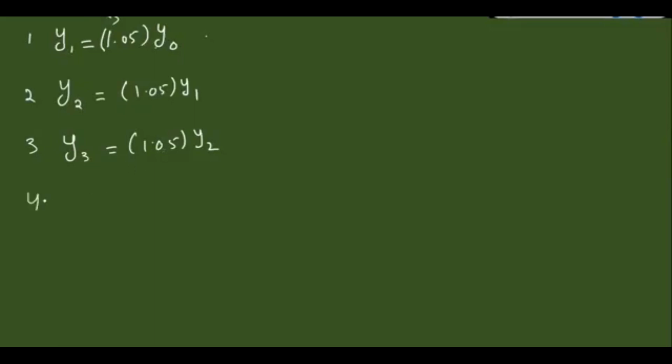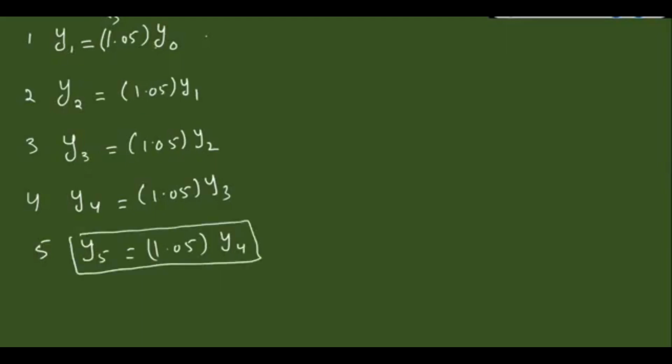So if it is compounded, y4, the completion of 4 years, will be 1.05 of y3. Similarly, at the end you have 1.05 of y4. So at the completion of your investment time, you get that amount y5. If I look carefully, this is the plan when I invest y0, which is 1000, at a 5% rate for 5 years.